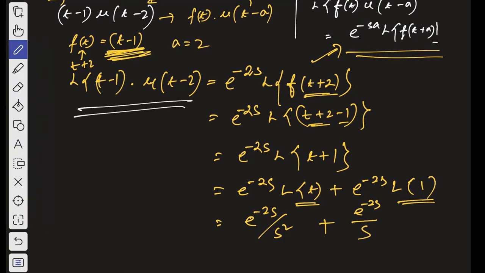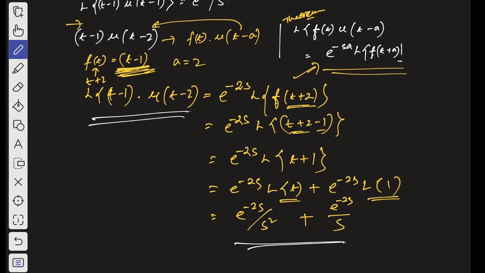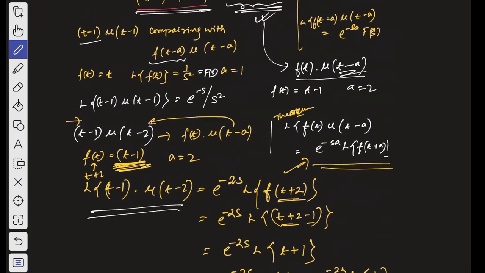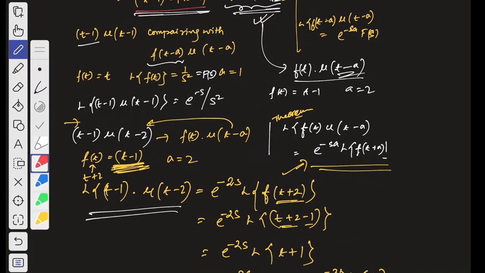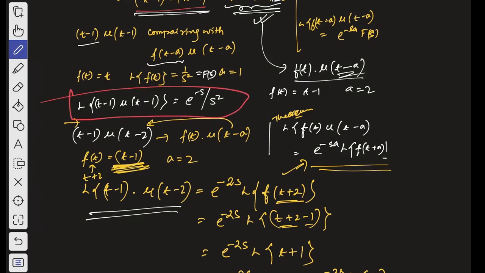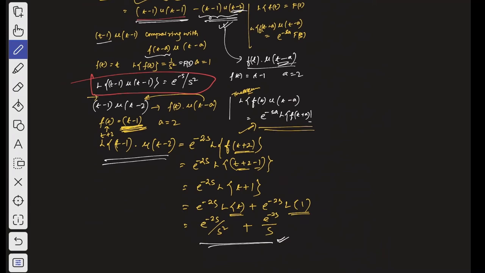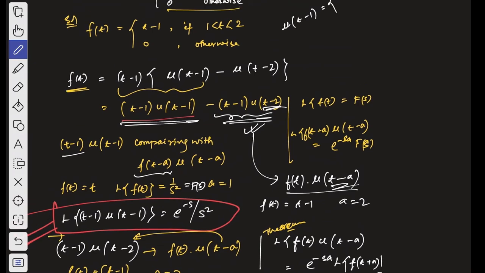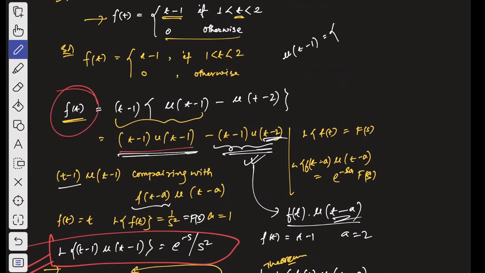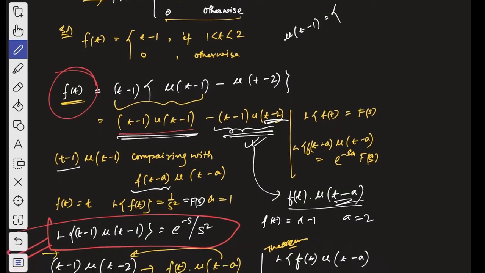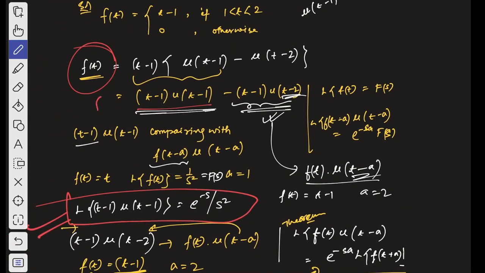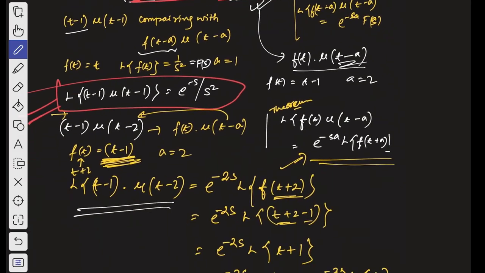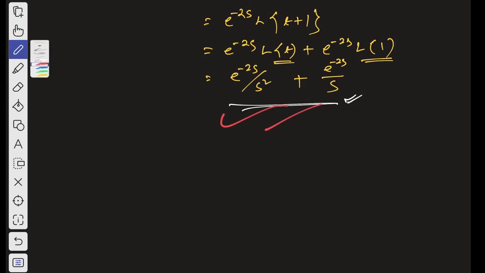So here you can see we have got the Laplace transformation of the second part as well. This is the Laplace transformation of the second part, and the Laplace transformation of the first part is this. If you add these two results, then you will get the Laplace transformation of this whole function f of t, right? Here you can see clearly this f of t is equal to this part minus this part, right?